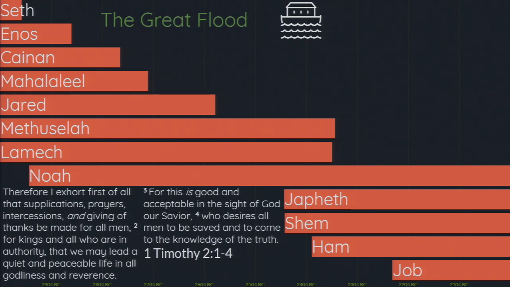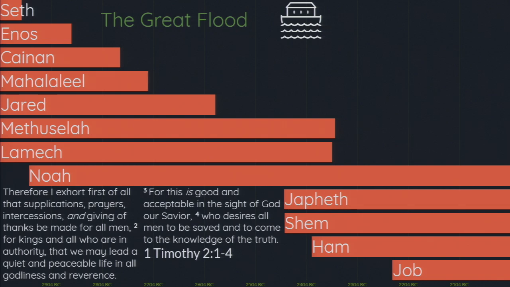But we read in 1 Timothy 2, "Therefore, I exhort first of all that supplications, prayers, intercessions, and giving of thanks be made for all men, for kings and all who are in authority, that we may lead a quiet and peaceable life in all godliness and reverence. For this is good and acceptable in the sight of God our Savior, who desires all men to be saved and to come to the knowledge of the truth." This is the heart of God.